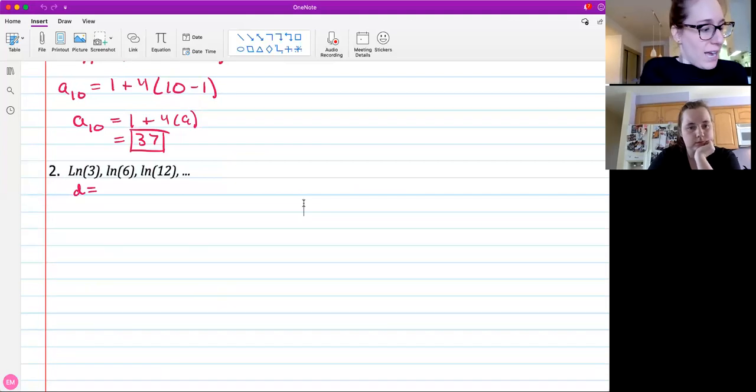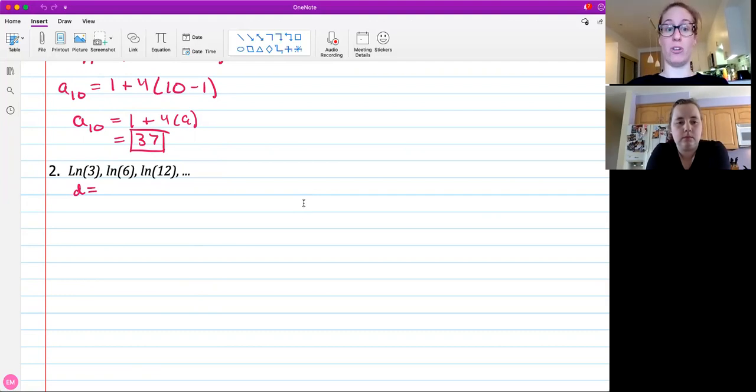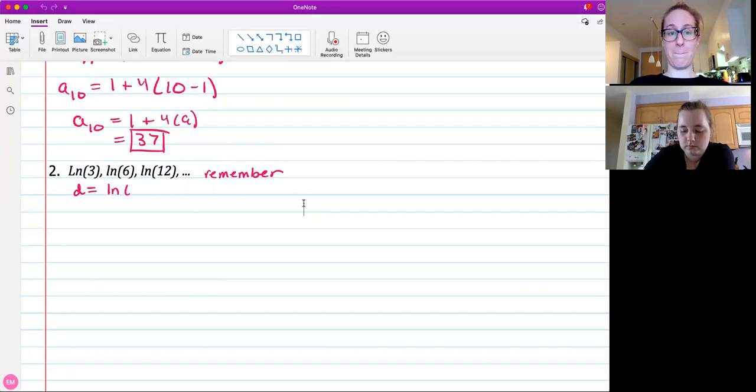No. Nope. So guys, think about logs, right? When you're doing logs, it looks like we added 3 to go from 3 to 6. But what did we do to go from 6 to 12? So technically it looks like we're multiplying by 2. But remember, when you're multiplying logs, it's really addition of logs. So to go from ln of 3 to ln 6, you add ln 2. To go from ln 6 to ln 12, you add ln 2. Because when you add logs, you end up multiplying the number inside of the logs.